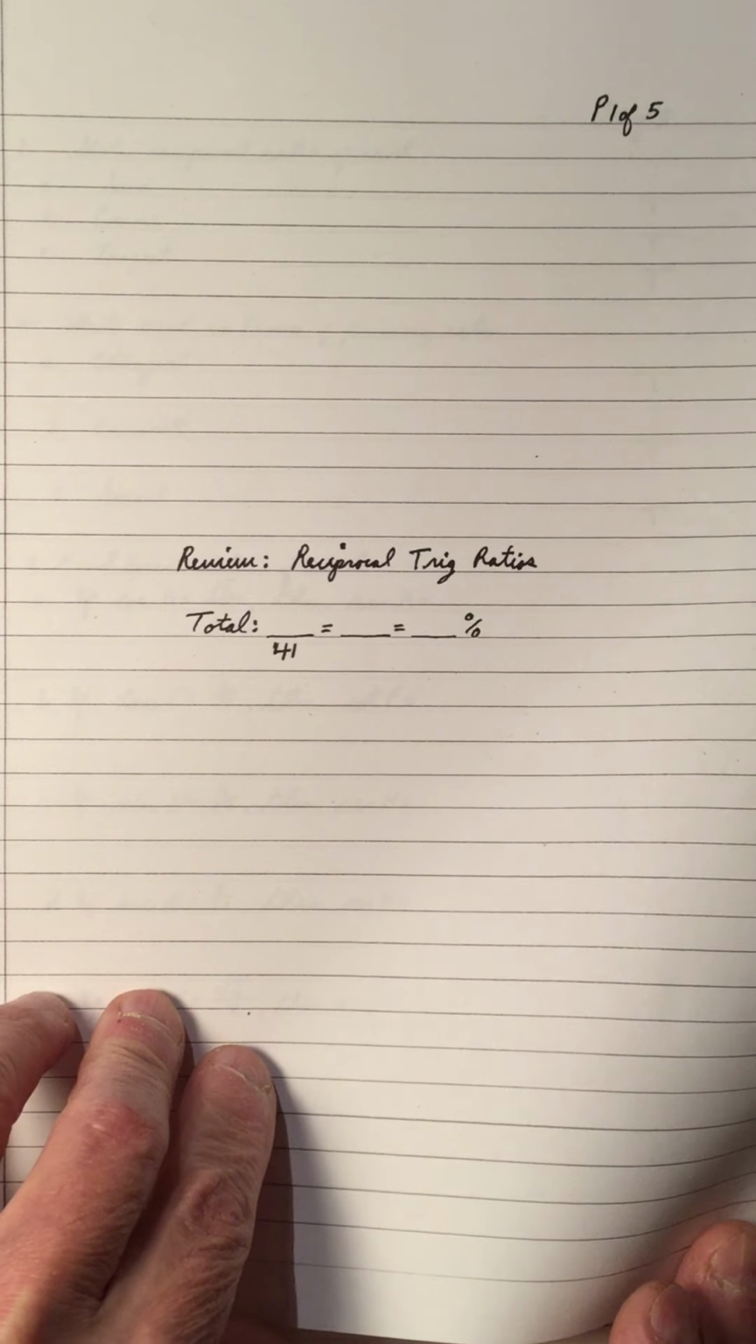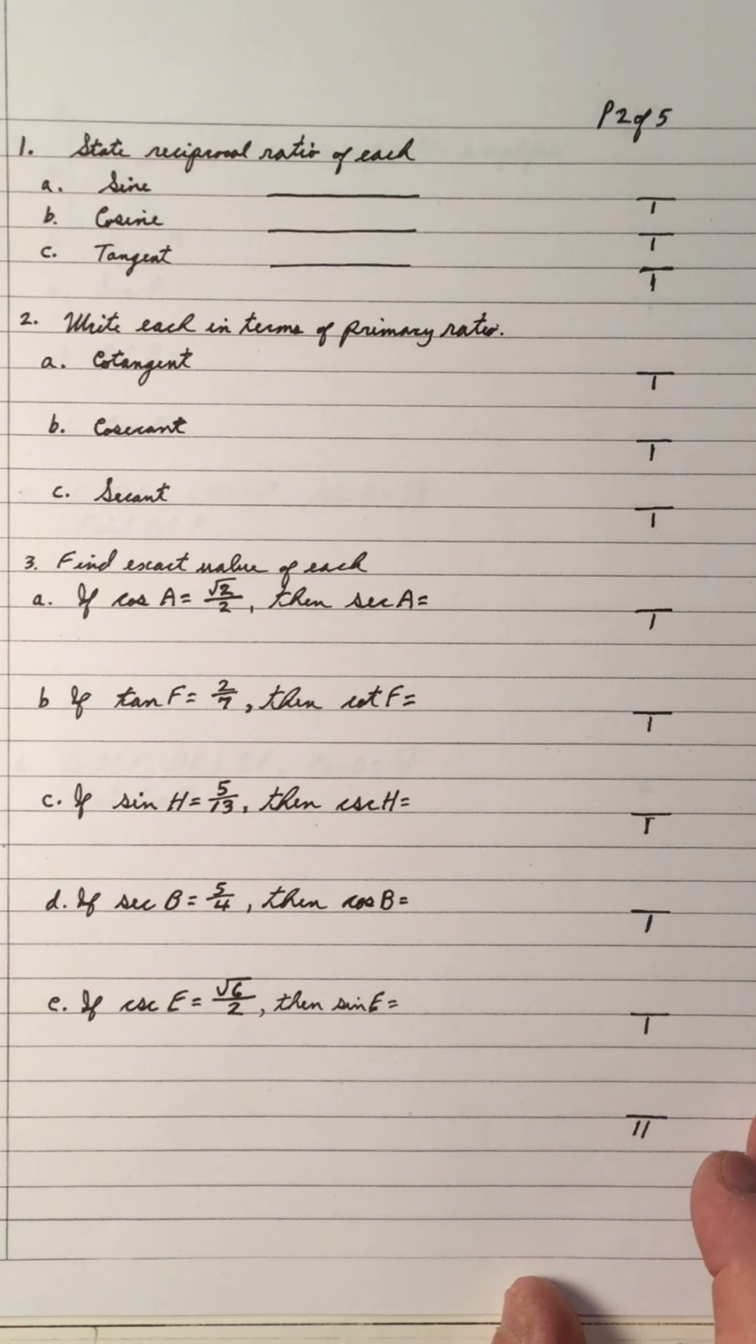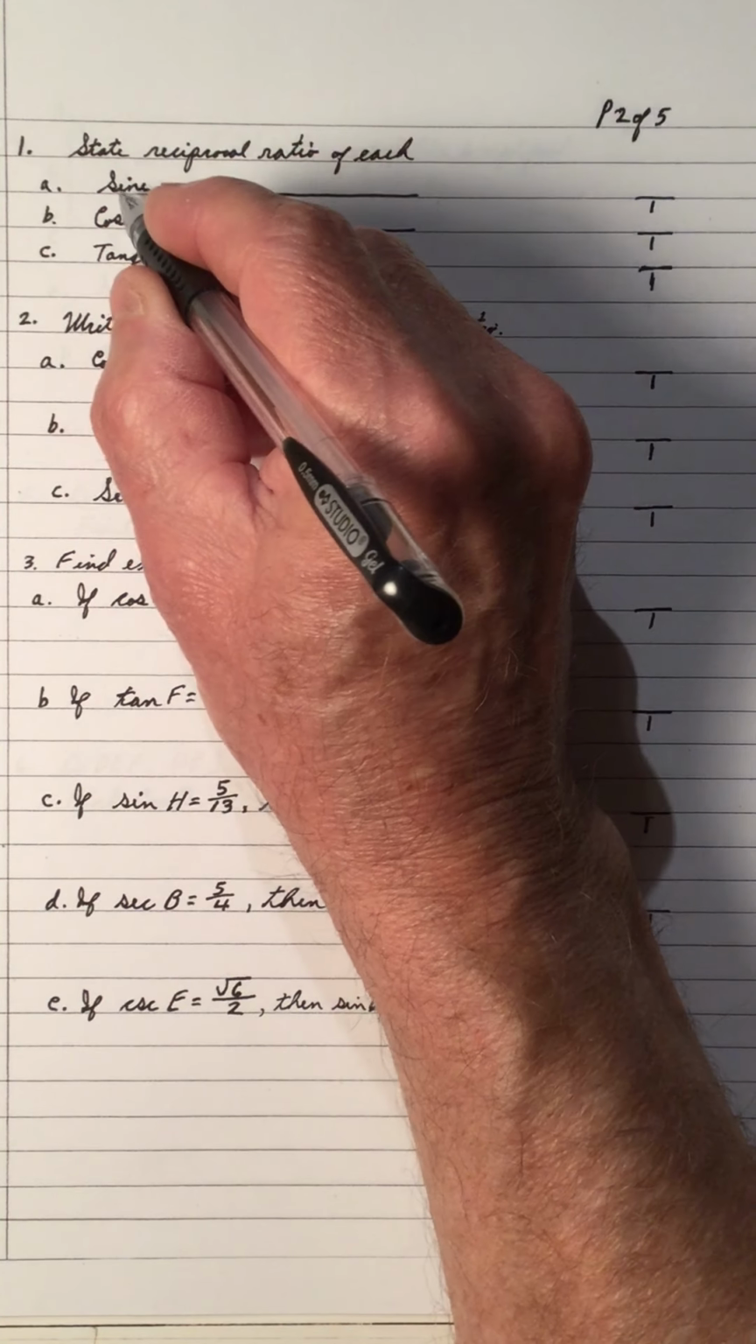And the review questions are done in order as in the videos. So if you make any errors, you want to go back and look at the video to review. State the reciprocal ratio of each sine.